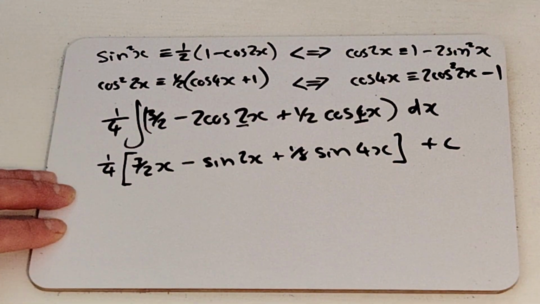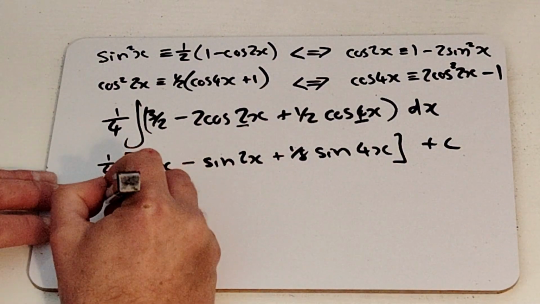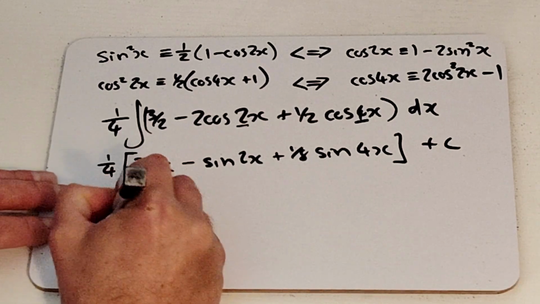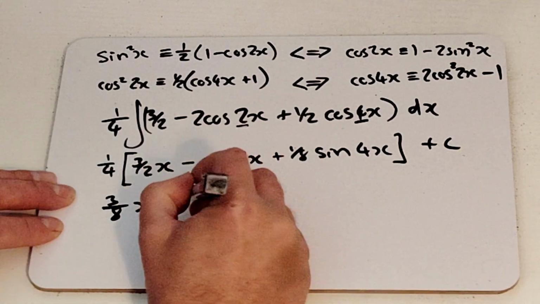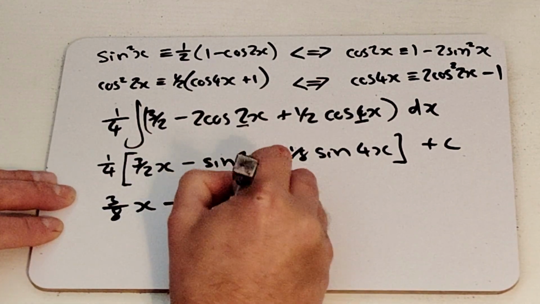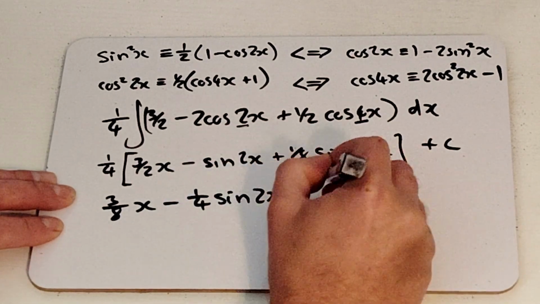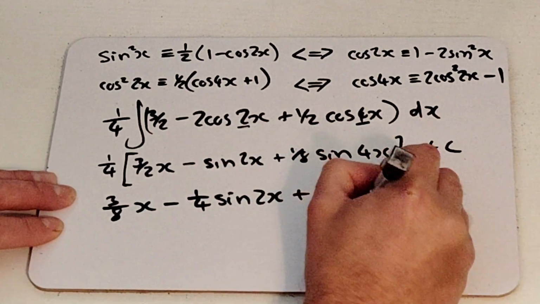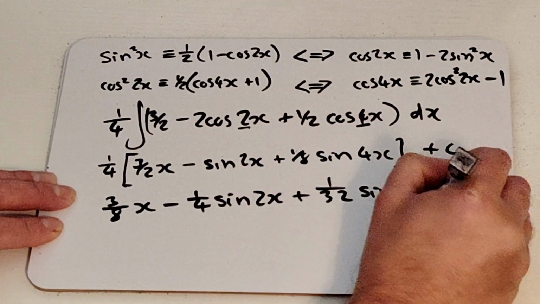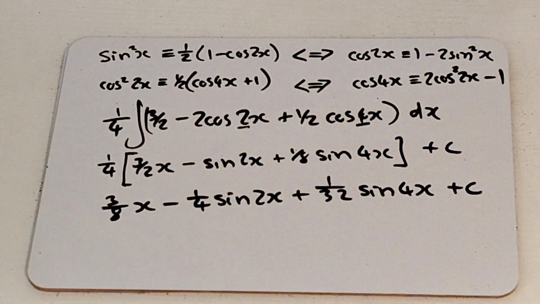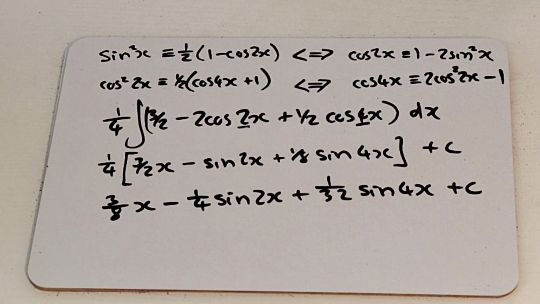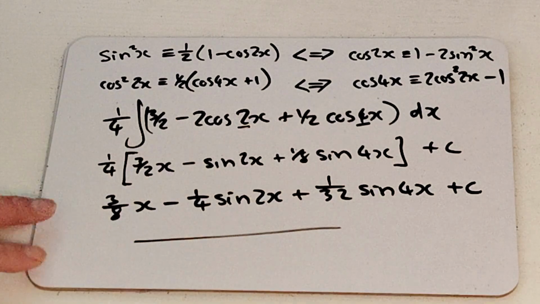I'm going to multiply through by my quarter, so I end up with 3 over 8 x minus a quarter sine 2x plus 1 over 32 sine 4x plus c. So that integral becomes a bit of a beast, but we've managed to slay it. So we're done.